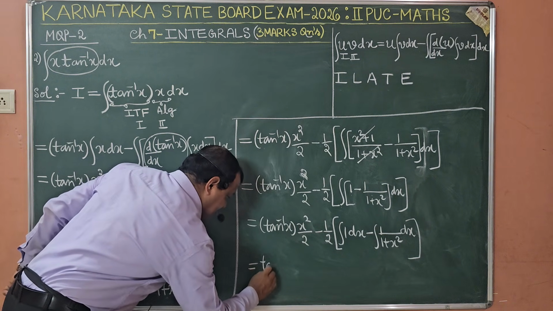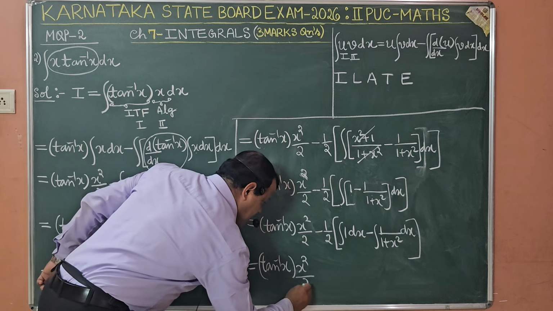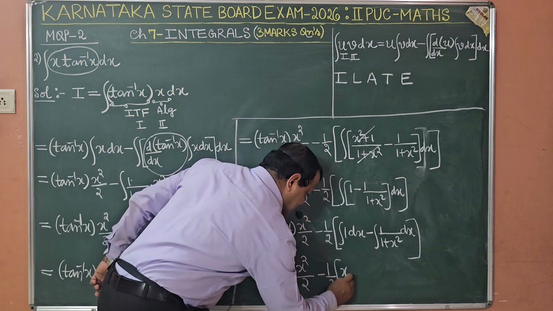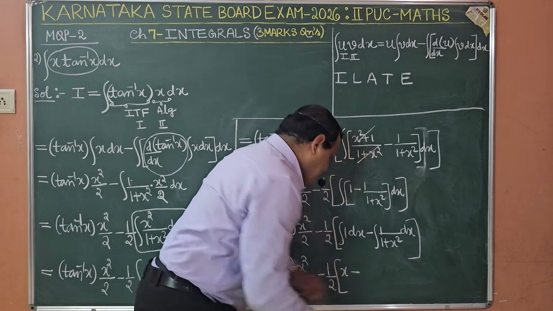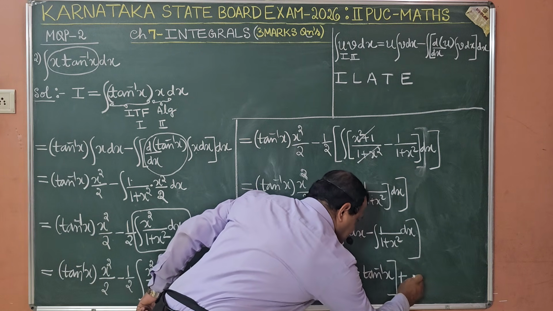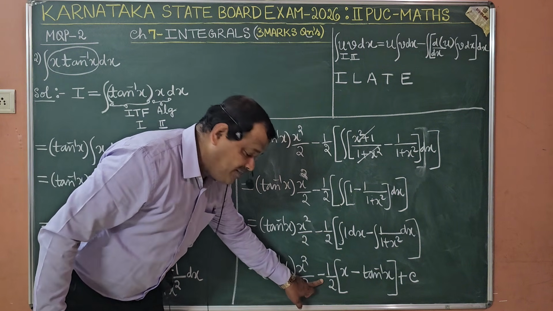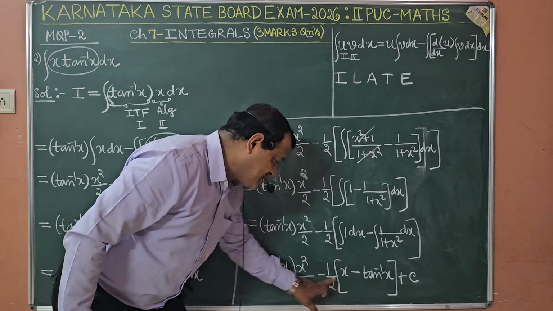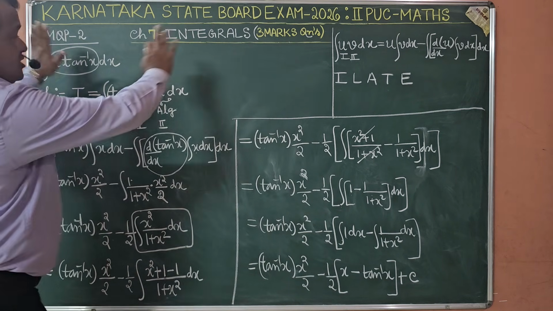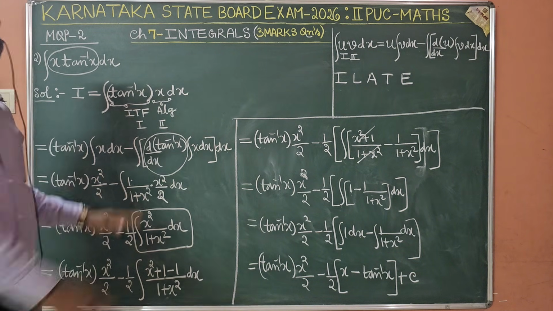Therefore, the last line: tan inverse x as it is into x square by 2 as it is, minus half into this. I will write the integration of 1 dx is x, minus the integration of 1 by 1 plus x square dx is tan inverse x, plus constant of integration c. But if you want, you can multiply the minus half inside and write minus half into x plus half tan inverse x, or you can leave it here itself. So this carries a 3 marks question, 3 marks using integration by parts.